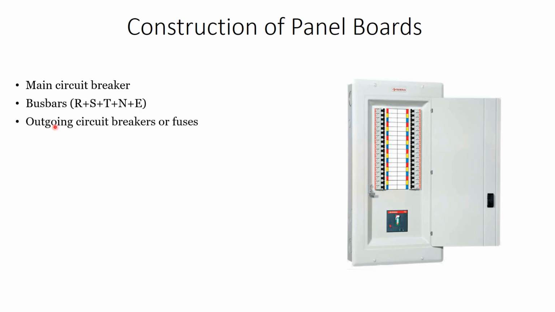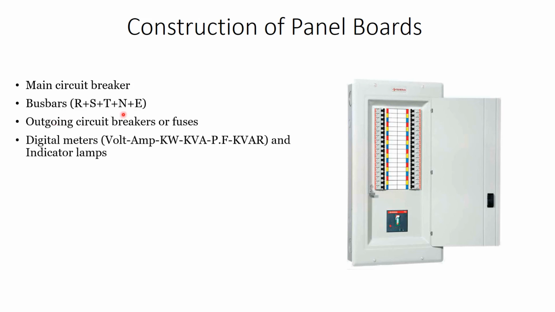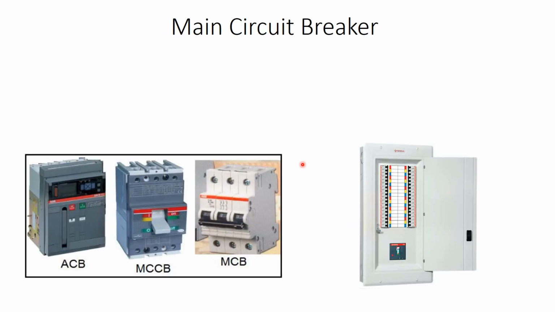There are also outgoing circuit breakers or fuses. We also have inside panels digital meters, which measure the voltage, the current, the active power, the apparent power, reactive power, power factor, and so on. We also have indicator lamps inside the panels, and CT and VT, the current transformer and voltage transformer. We also have insulations.